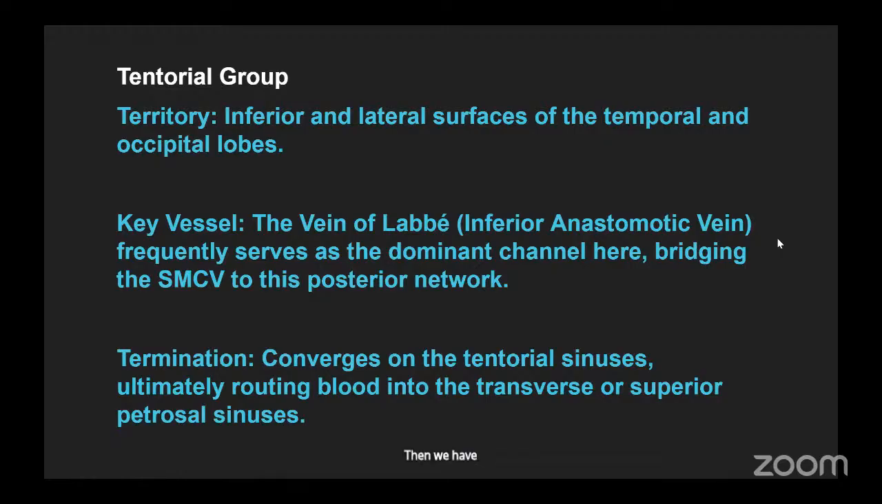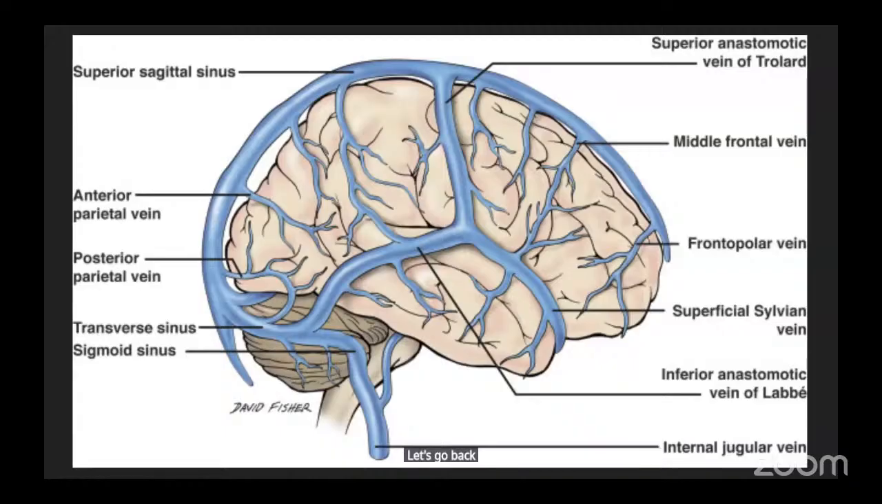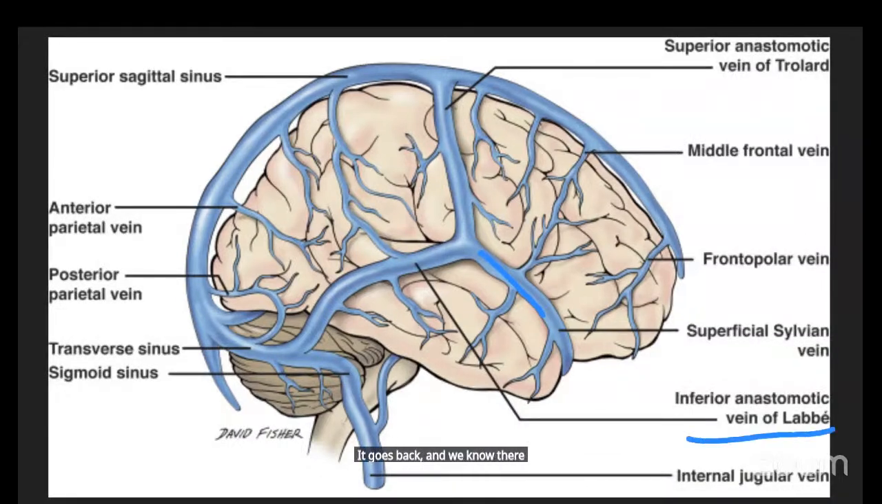Then we have a tentorial group. Tentorial group is also connected to the superficial sylvian vein. If we look at it, let's go back on this image. So this is the same superficial sylvian vein. It goes back, and we know there was an inferior anastomotic vein as well, which is the counterpart of the superior anastomotic vein. This is vein of Labbé. It connects this superficial sylvian vein to the transverse sinus. So this is the tentorial group.